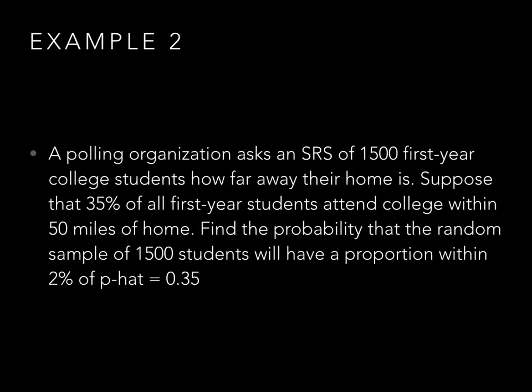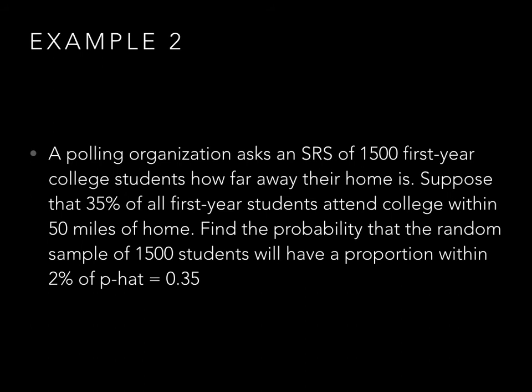So example 2. A polling organization asks an SRS of 1,500 first-year college students how far away their home is. Suppose that 35% of all first-year students attend college within 50 miles of home. Find the probability that the random sample of 1,500 students will have a proportion within 2% of p equaling 0.35. So what the question is asking is, well, what's the probability of us taking a random sample of 1,500 students and the proportion of each of those samples falls within 2% of 0.35.